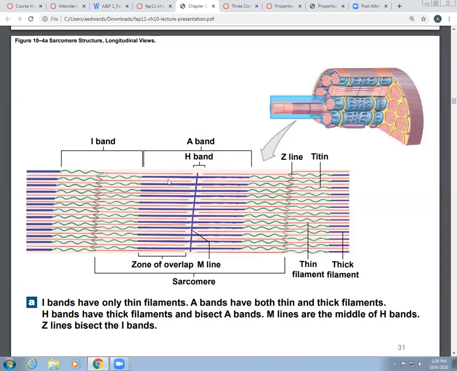So here's your zone of overlap, because you have thin filaments and thick filaments. Okay, here's your I band, your thin filaments, no thick filaments. Here's your Z line, zigzag, right? Zigzag, Z line. Now, what's this green thing over here? That's your titin. Okay, extends from the ends of the thick filaments to the Z line. Okay, and its role is just to help stabilize this sarcomere, keeps it all in place. And remember, myosin's the thick filament, actin's the thin filament.